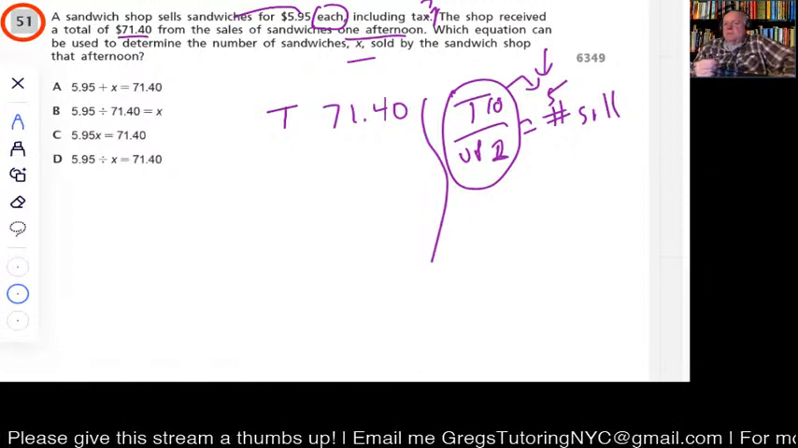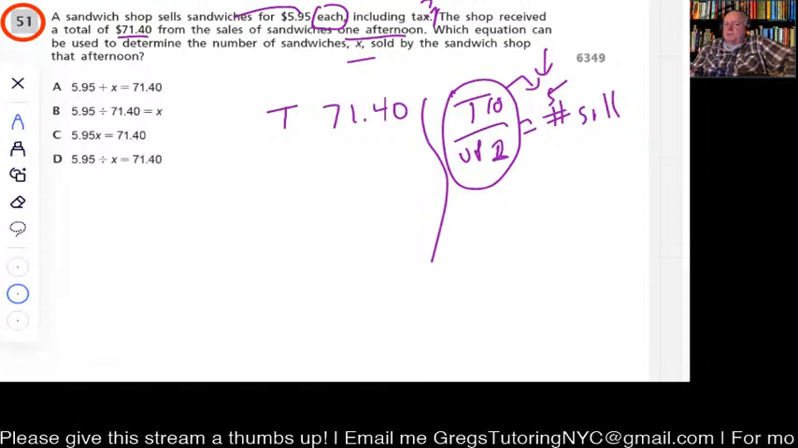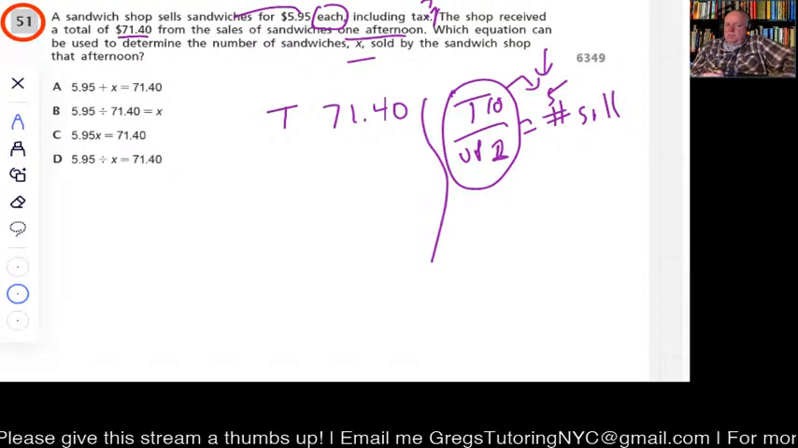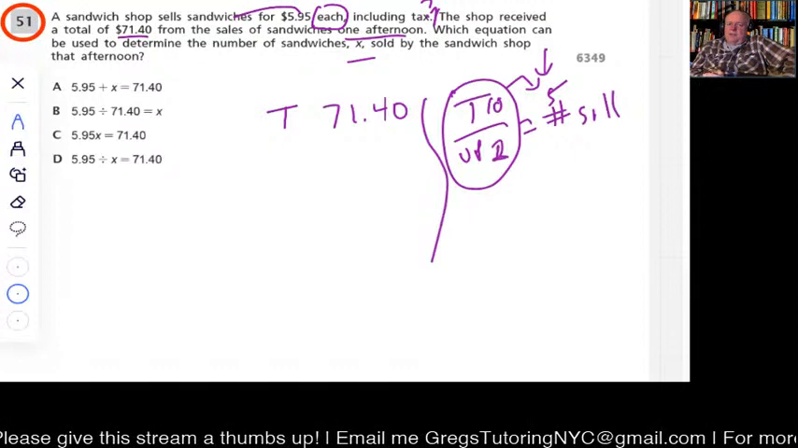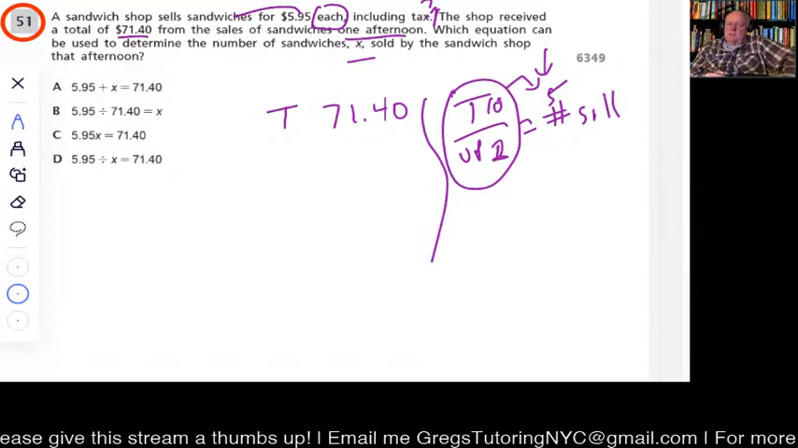Because sometimes you can do a test case and it works out, and it turns out that it's incomplete. There's more to the problem still. So be careful with this too. So with this in mind, that's our goal, that we're getting the total divided by the unit price. That's what we're shooting for here, guys.